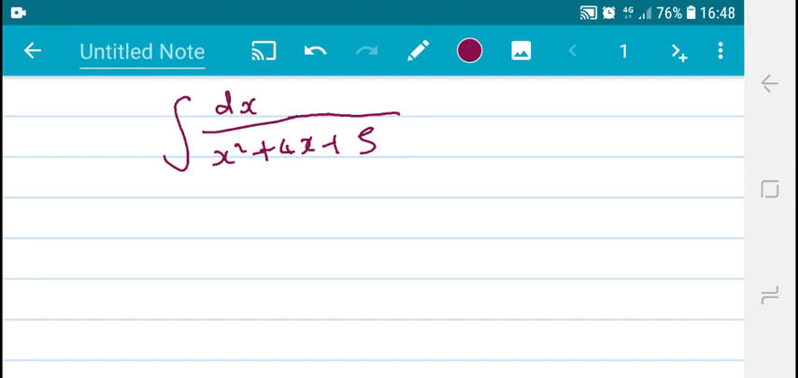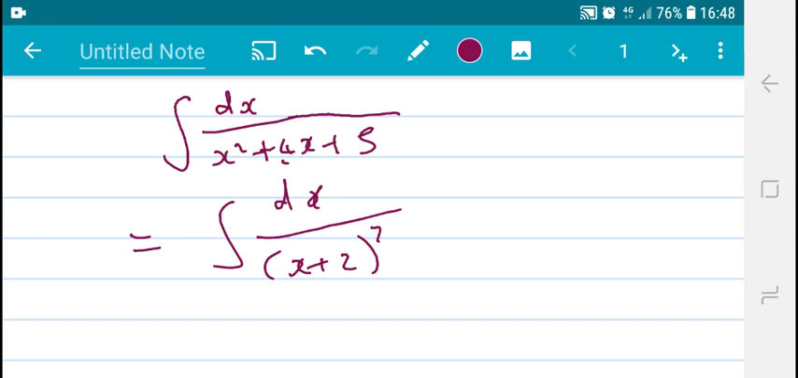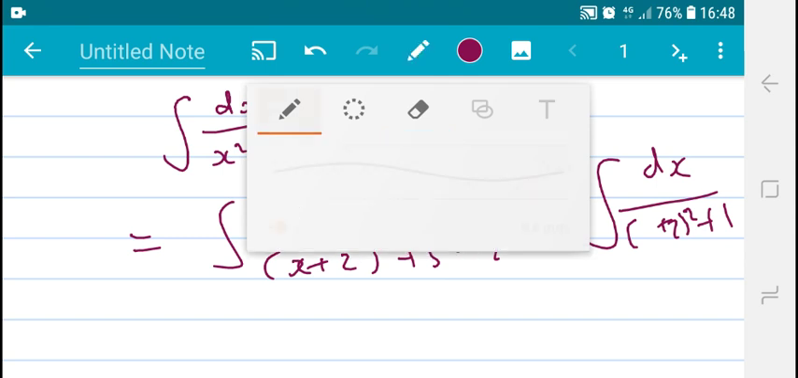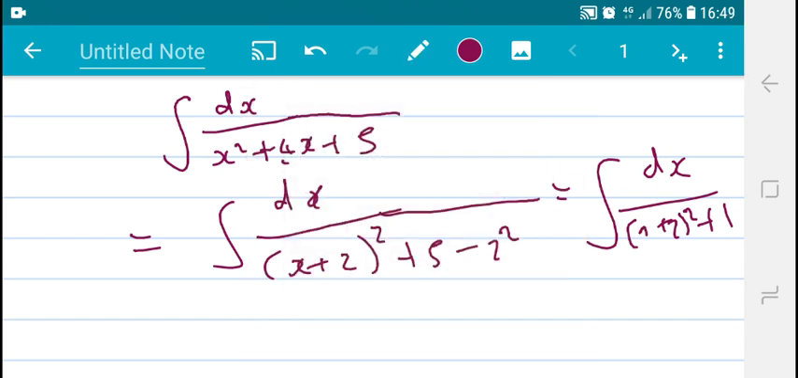So basically, we go x plus, we divide this by 2, we add 2, we square that, and then we have to subtract 2 squared, right? So it's plus 5 minus 2 squared, which is basically 5 minus 4. 5 minus 4 is 1, so just rewriting this, x plus 2 squared plus 1. Kind of made a mistake there. Okay.